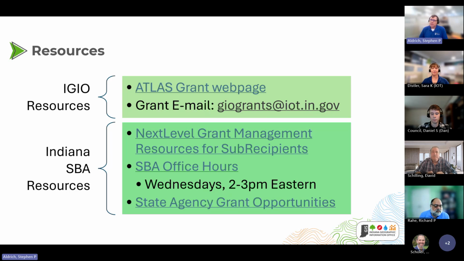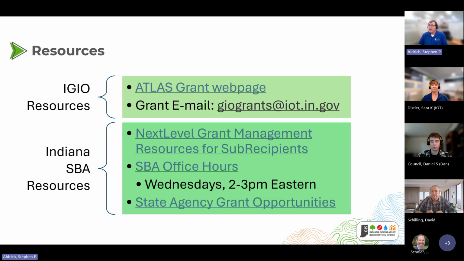Also, resources from SBA. There are web resources like the Next Level Grant Management resources for sub-recipients. These are asynchronous materials that you can check out on SBA's website to help you with your grant development and submission. SBA also has office hours. I think these are weekly, right, David? And they happen from 2 to 3 p.m. on Wednesdays Eastern time. It's just an open time for people to join in and ask questions, right? Yep. We can ask questions, have direct interactions. We can demonstrate things, anything you guys need. It's an open hour for you guys to attend.